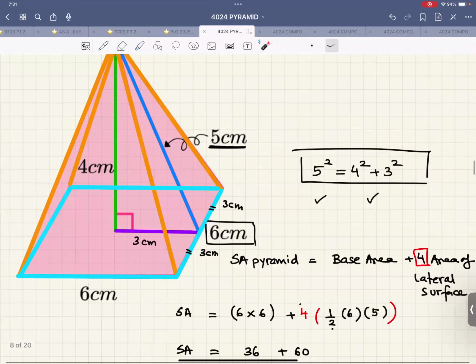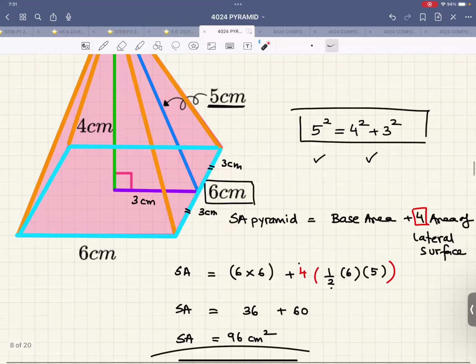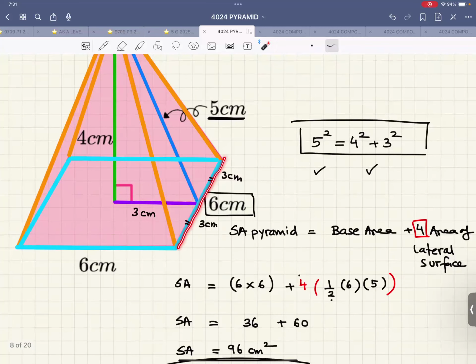Now, just a simple diagram to get you started. This thing is 4. This thing is 3. This thing is 5, the famous 3, 4, 5 triangle. And this whole thing is 6. Half of this is 3. What is the surface area?